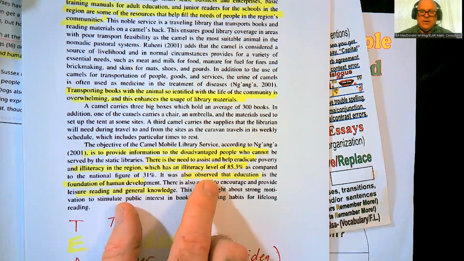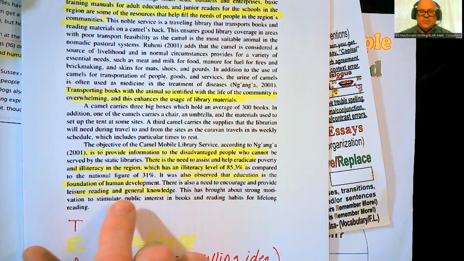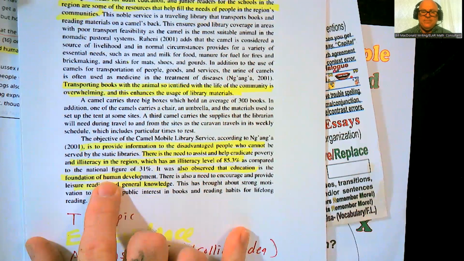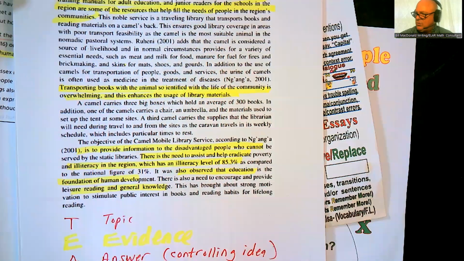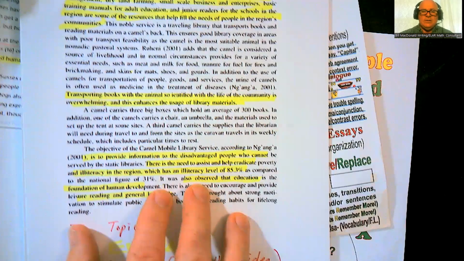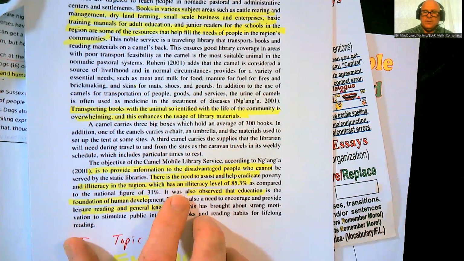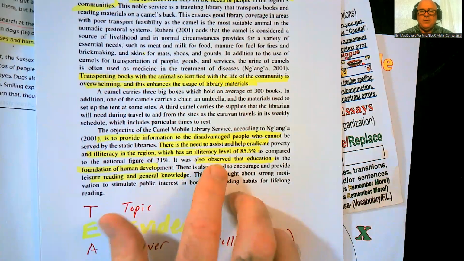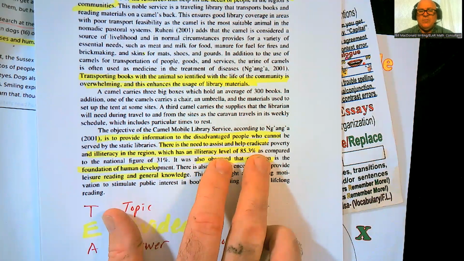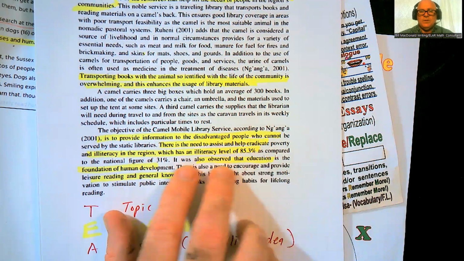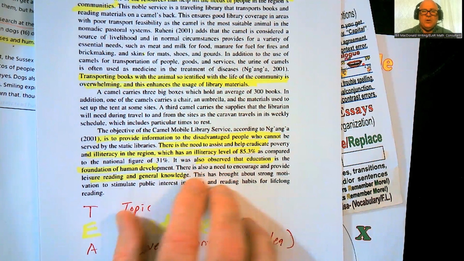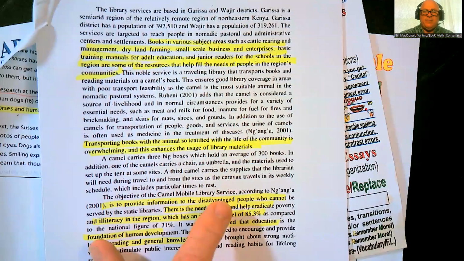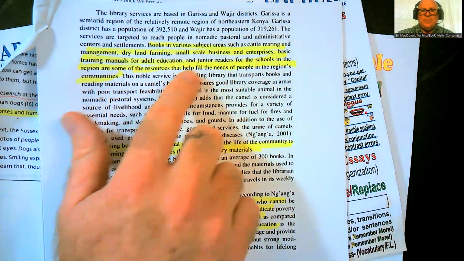It also observed that education is the foundation of human development. There's a need to encourage and provide leisure reading and general knowledge, so we can get ideas from here. And so we can focus on the poverty. The Camel Library affected the people of Garissa, exact words, by helping to lower the poverty rate. And you could focus on that, but only that portion talks specifically about poverty. So you'd have to connect it to the example of how it did that.